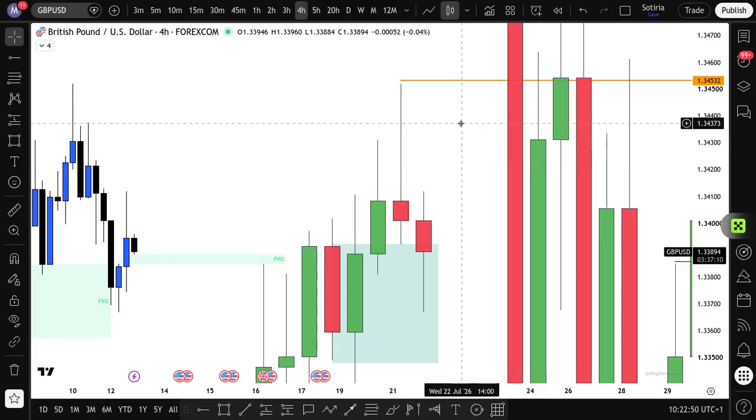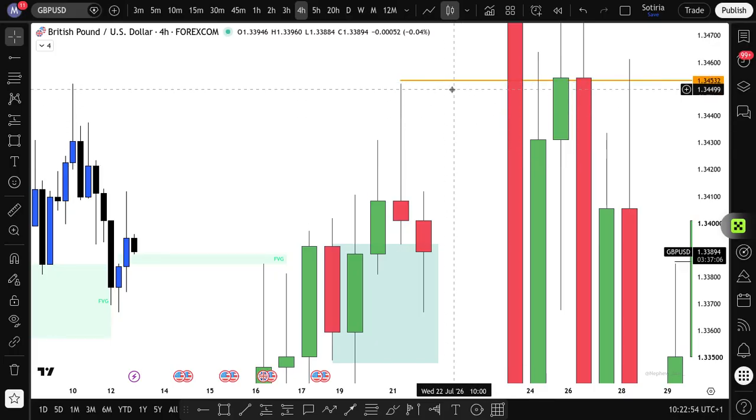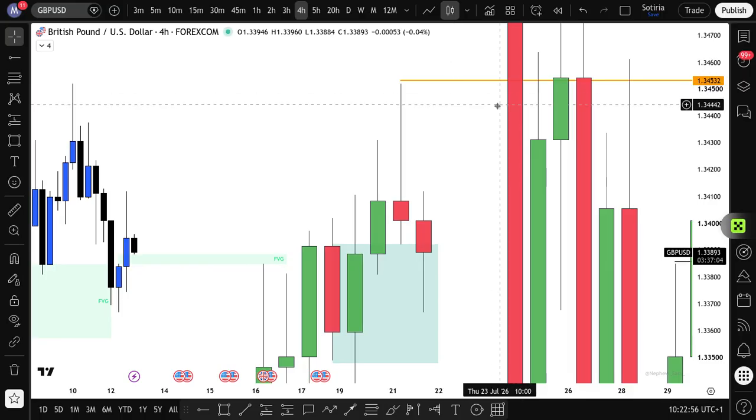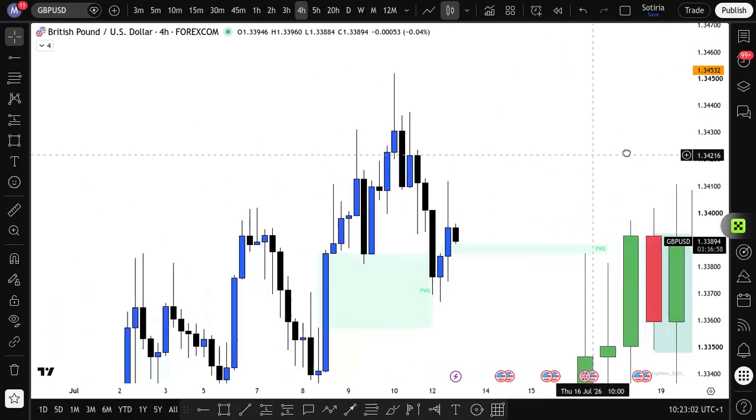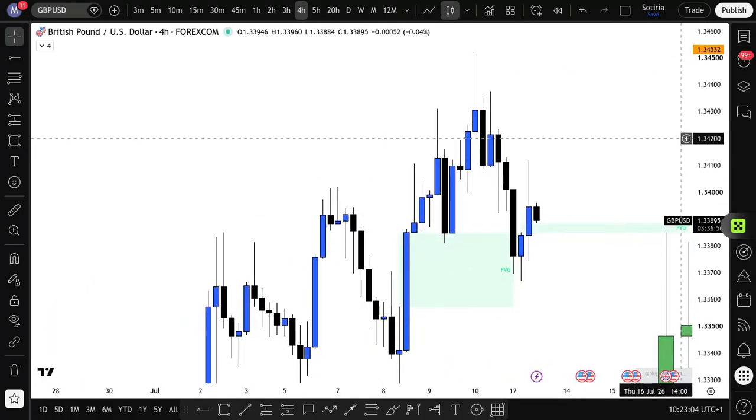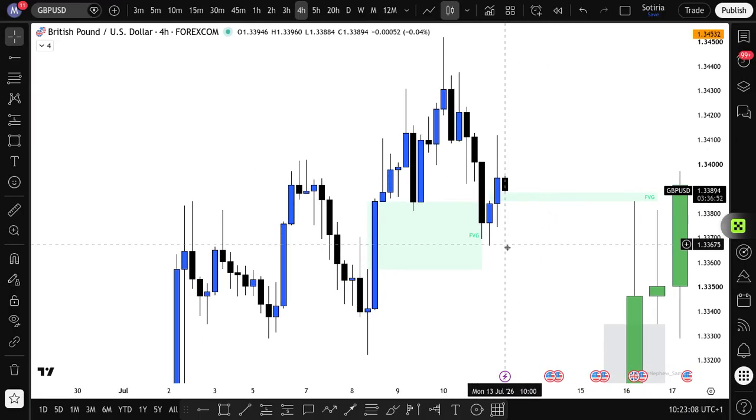So for now, primary targets, I want to see price get to this point here on the daily time frame. Want to see price get here on the daily time frame. And on the 4-hour level, I have not seen anything yet that will tell me to buy.